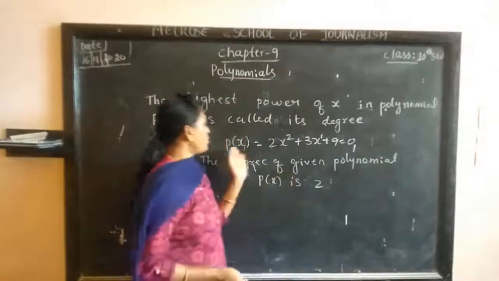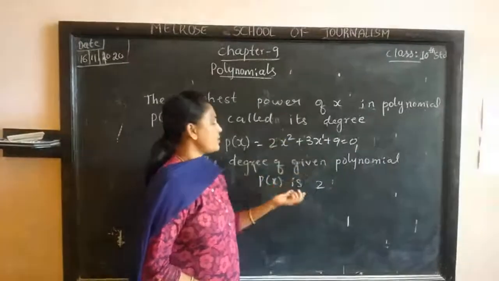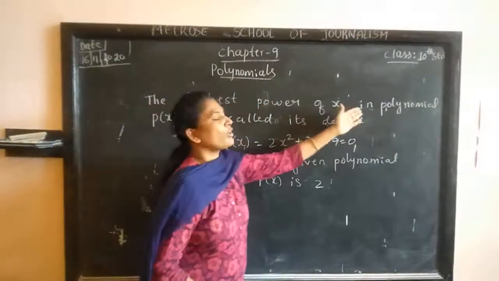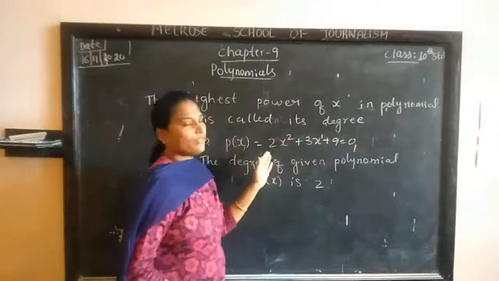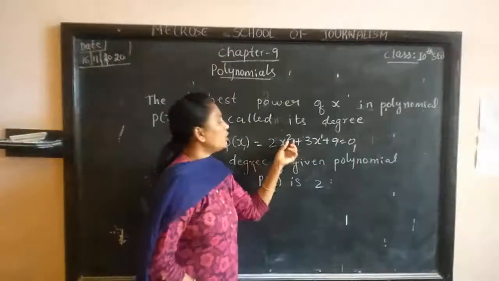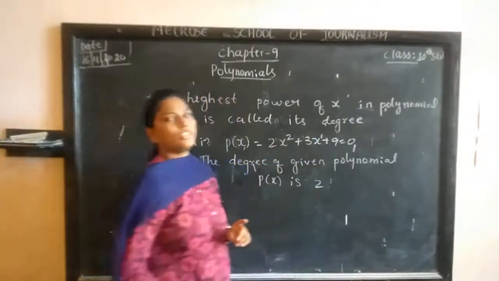Why am I writing 2? In the given polynomial, what is the degree? It is 2. Degree means the highest power of x in the polynomial p of x. In this p of x, the powers are 1 and 2, so the highest power is 2. So the degree of this given polynomial is 2.